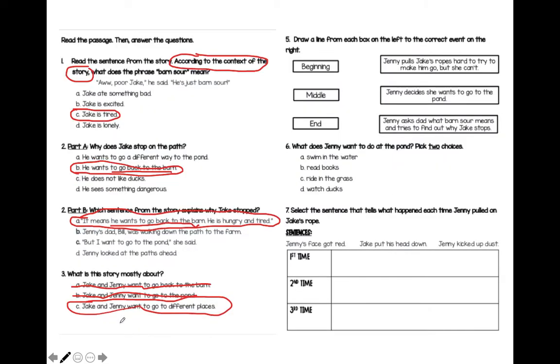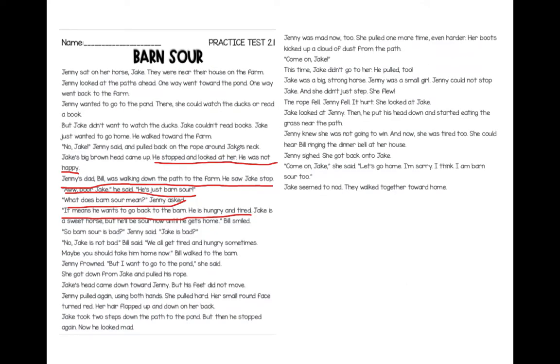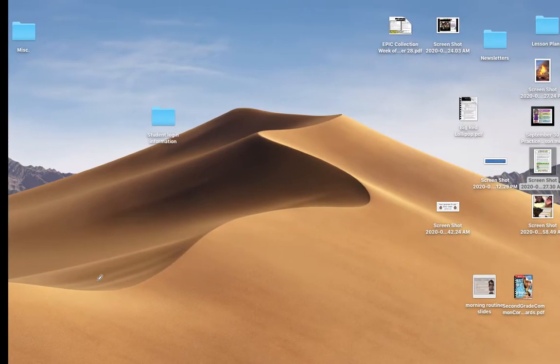So the first event that we read says, Jenny pulls Jake's ropes hard to try to make him go, but she can't. So I'm going to find the section that talks about her pulling his ropes and that she can't make him go. There you go. She pulled his rope and couldn't make him go. Okay.